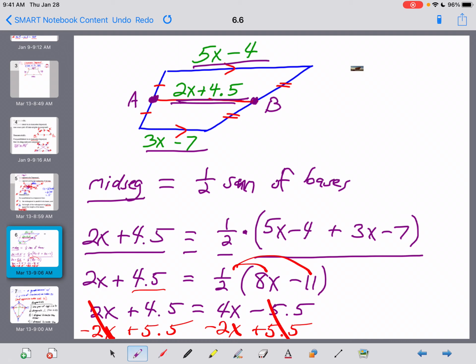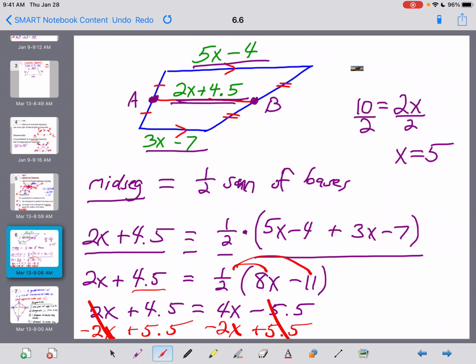And I'm out of room, so I'm going to move back up here to the top right now. 4.5 plus 5.5 is 10. 4x minus 2x is 2x. And now we'll divide, that was right. Divide both sides by 2, and we'll end up with x equals 5. Now, I certainly think that answer is right.